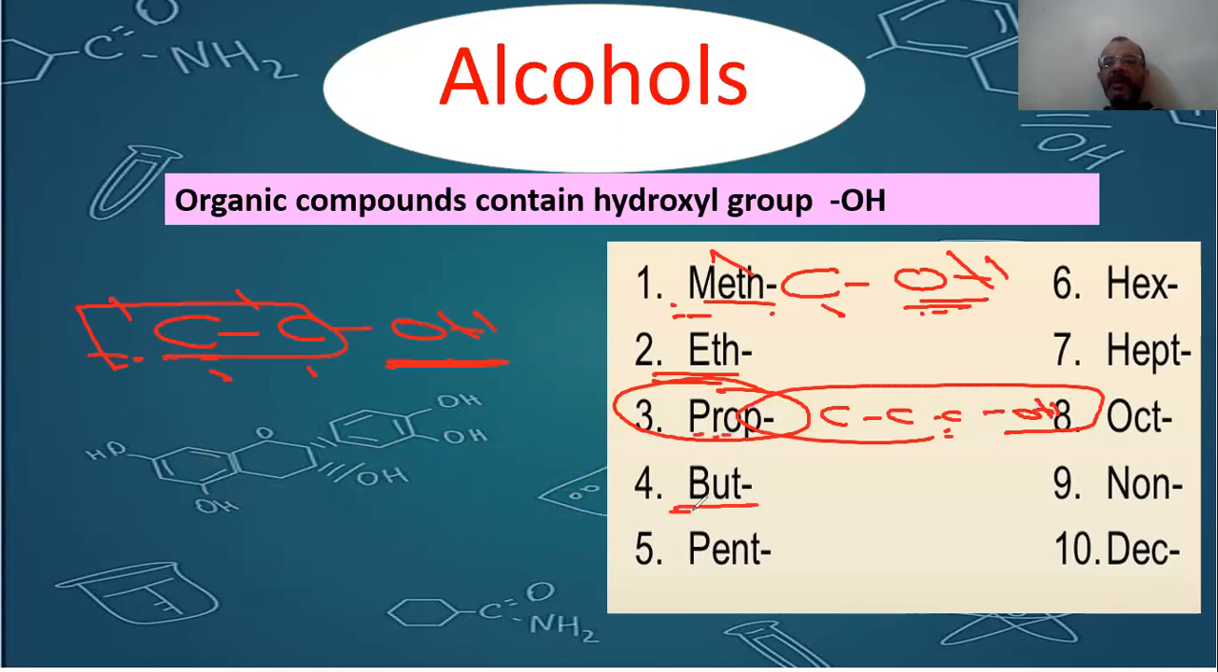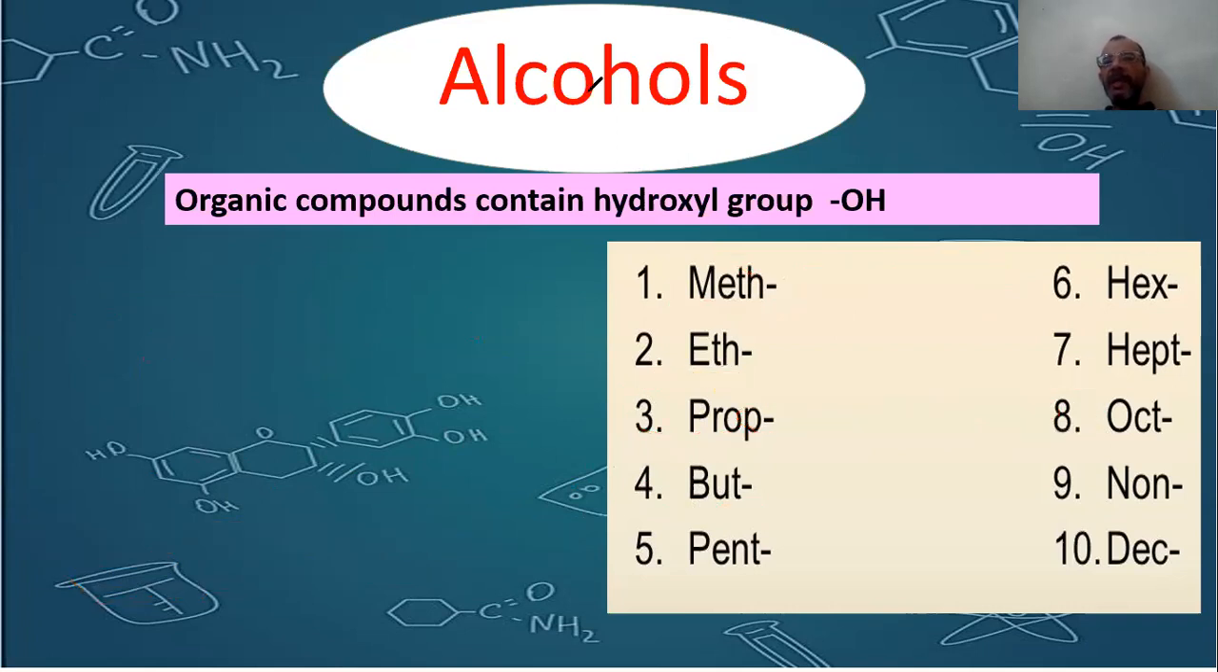If the compound has four carbon atoms, 1, 2, 3 and 4, how can you know it is an alcohol? You can find OH, and you can find four carbon atoms. It will be butanol, or 1-butanol, and so on: pentanol, hexanol, heptanol. So for alcohol, we add OL at the end of the compound name. That's how we name alcohol.